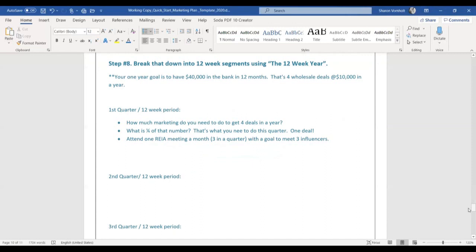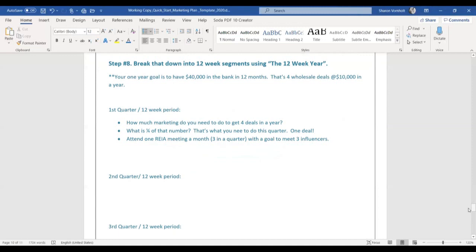So once you have done this, how do you manage this process? Well, you break this down into 12-week segments or quarters using the framework of the 12-week year. This is in my recommended list of books, The 12-Week Year by Brian Moran. So let's look at how you would do this.